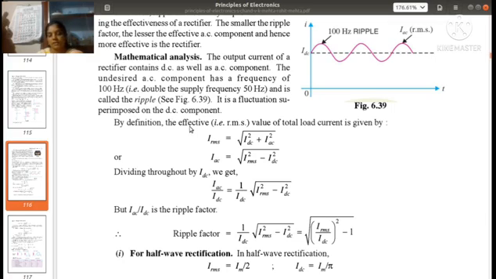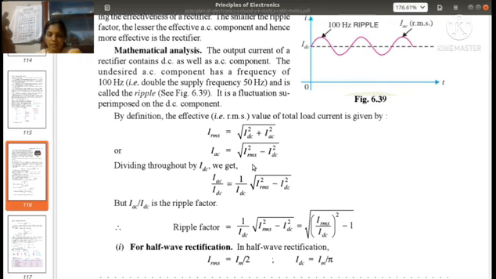Okay, so the definition of effective or RMS value of total load current can be given by IRMS as square root of IDC square plus IAC square. So the root mean square value of current is given by the square root of the sum of the squares of the DC current and AC current, because it is a combination of DC and AC.